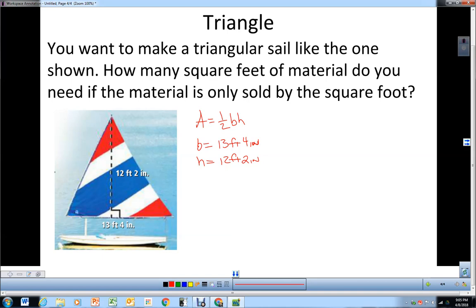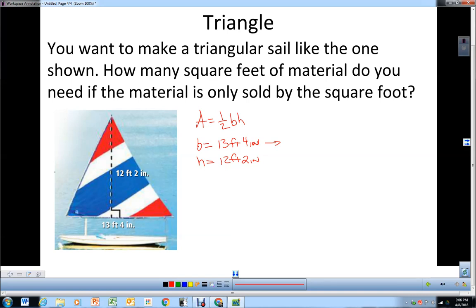Now, in order to calculate these, we know it's going to be 1/2 the base times the height, but this is not going to be 13.4 or 12.2, because there are 12 inches in a foot, and so it is not base 10, where decimals are in base 10. So the first thing we need to do is convert these to the same unit, or all one unit. And the easiest way to do this is to convert it into inches, the smaller unit.